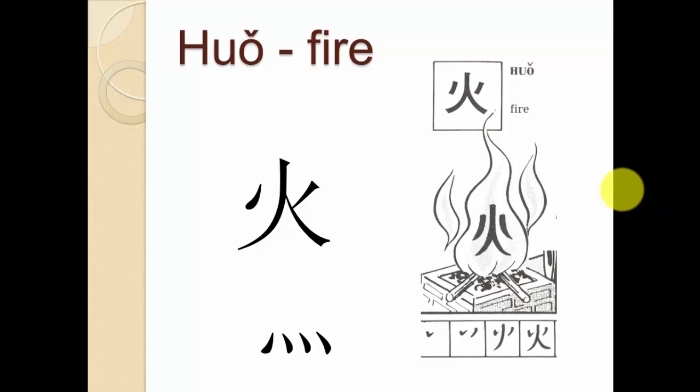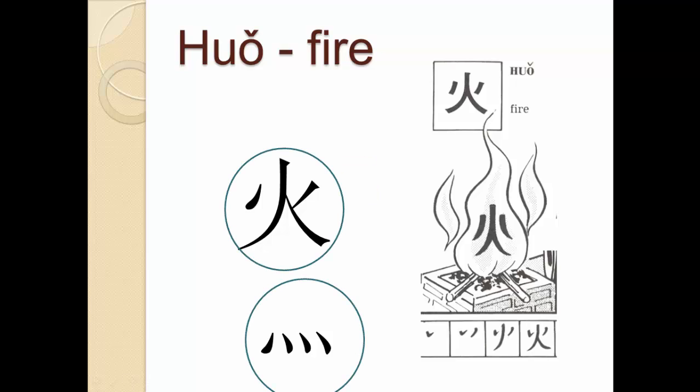Radical 16, fire. You can see in this illustration it looks like a fire with little flames coming off it, or a person radical on fire. Think of it however helps you remember. You will need to know both forms.